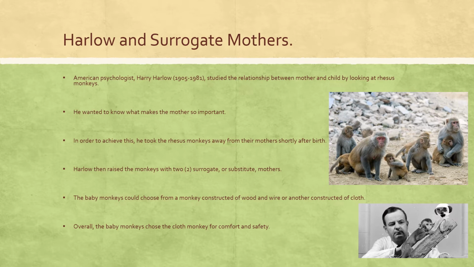So even though the monkey made of wood and wire was maybe more stable and sturdy, the baby monkeys typically chose the cloth monkey, as you can see in that bottom picture down there, because when they were approached with a strange object or a strange creature, they typically clung to the softer monkey for safety because they knew it was soft and comforting. So again, this is what maybe other newborn babies do as well: clinging to their mothers is for comfort and safety, was the reason behind this.